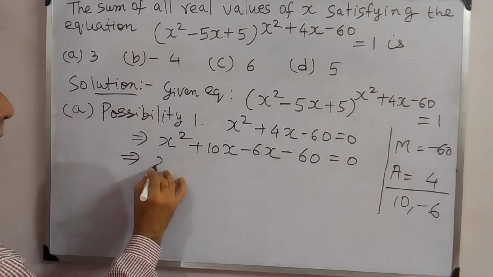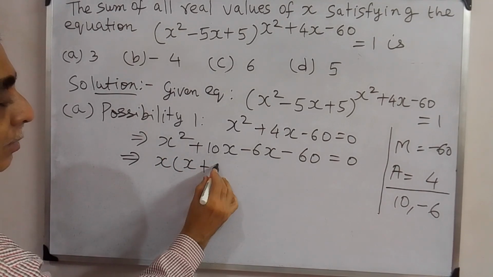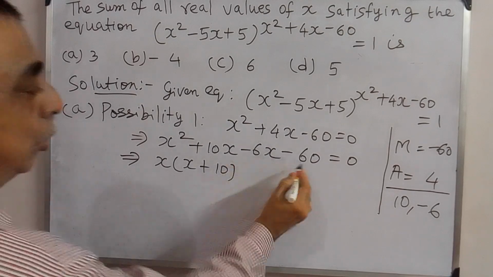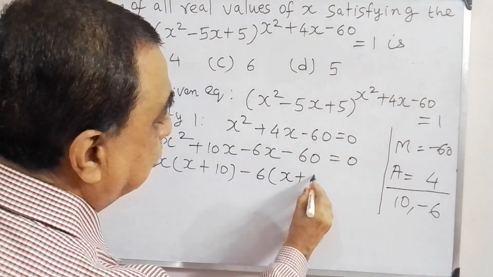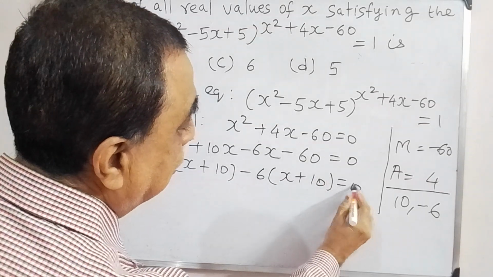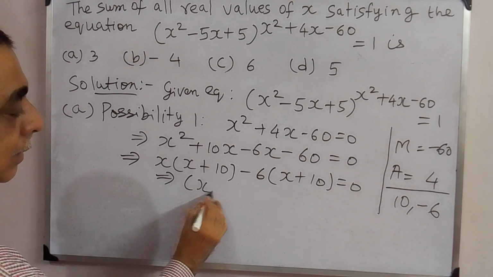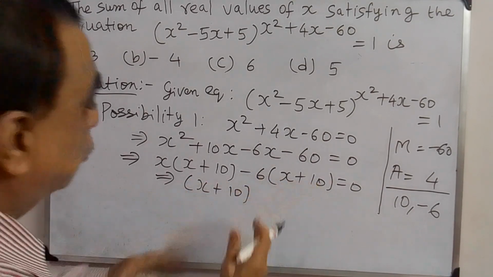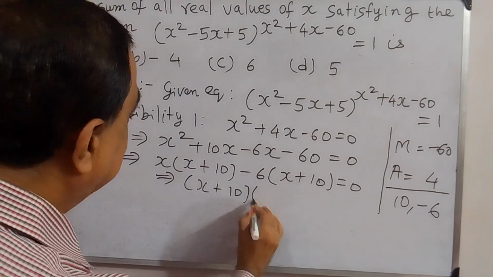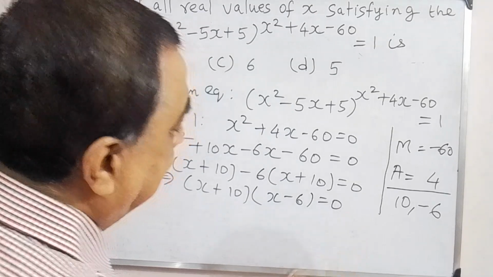Take x common from here. So here we are getting x plus 10. And from here you take minus 6 common. So this becomes x plus 10 equals 0. Now here you take x plus 10 common because there is x plus 10 in the two brackets. So x minus 6 will be in the other bracket.